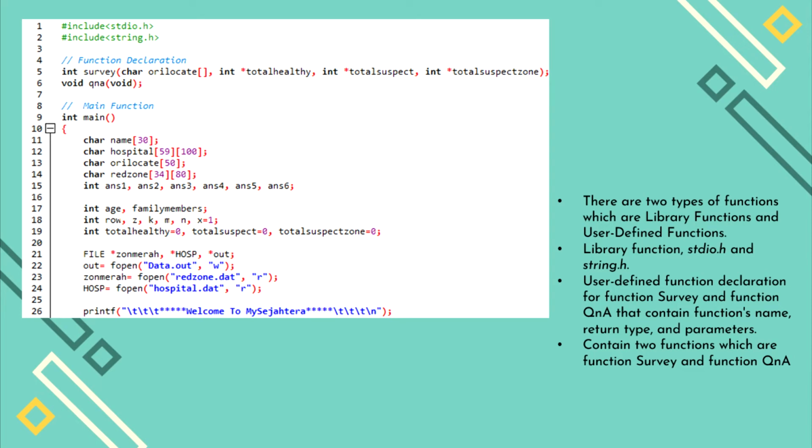There are two types of functions, which are library functions and user-defined functions. The first function declaration is a library function, which is stdio.h and string.h. Next, there is a user-defined function declaration for function survey and function Q&A that contain function name, return type, and parameters. Later on, we will see the function definition for both of the functions.